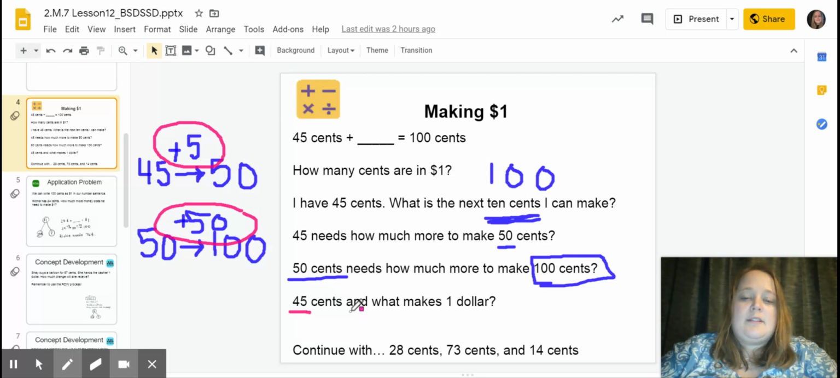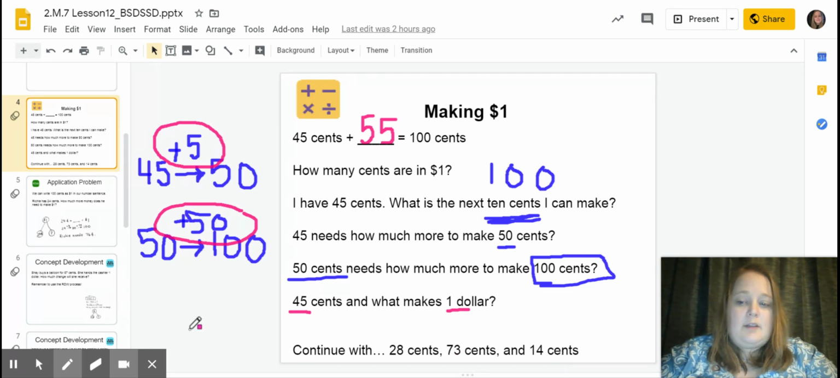So here's my last question. 45 cents and what makes $1? You got it, 55 cents. So now I can write 55 cents here. So now that you know how to solve this kind of problem, now here is your challenge. On notebook paper, I want you to do the same thing with 28 cents. Try to get to $1 or 100 cents, 73 cents, and 14 cents.